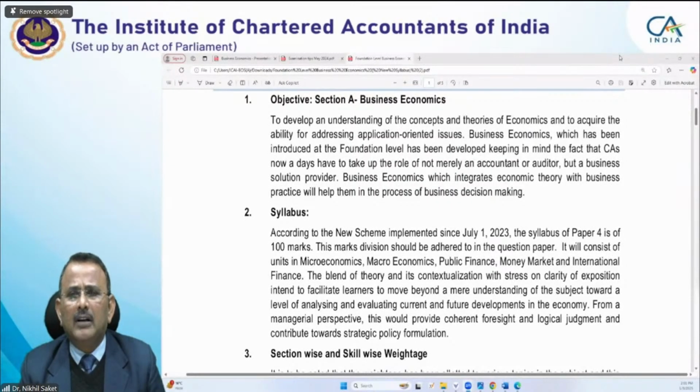Ultimately it's important how strategically or scientifically you have designed your strategy for clearing the examinations, because every examination has its pattern for study. And here, particularly in my subject, business economics, students who have economics in the 11th and 12th classes must have a basic understanding of the subject.